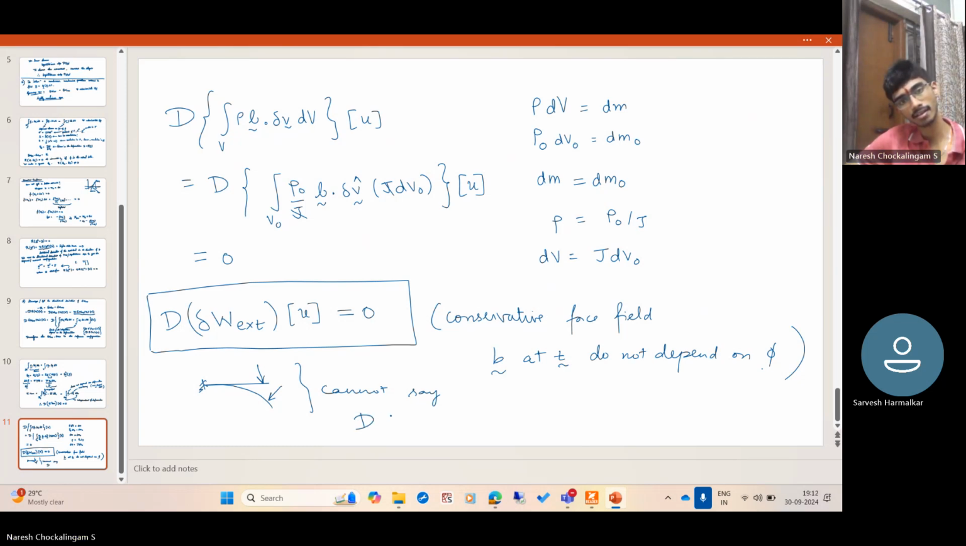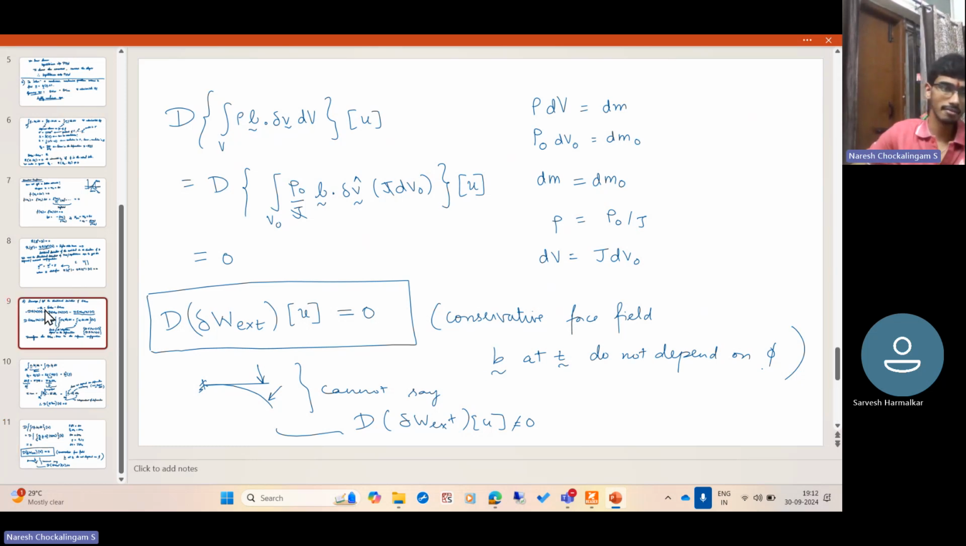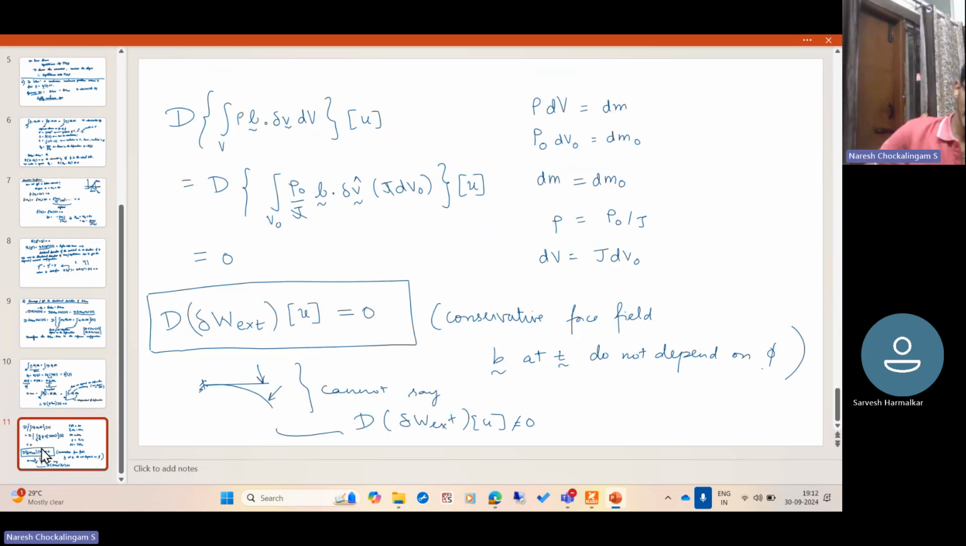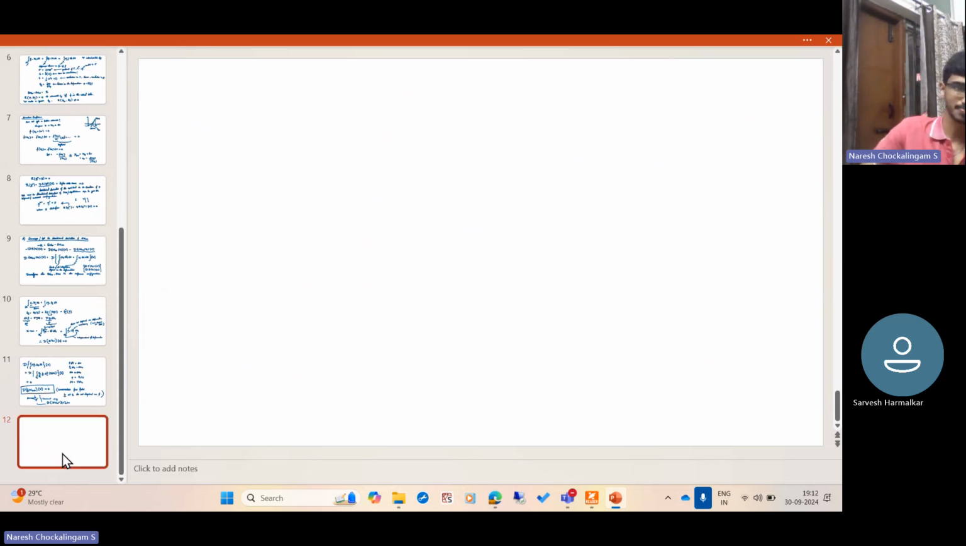In those cases, you cannot say the directional derivative of the external virtual work done in the direction u is 0. We can't say this. In general, it's not 0. Okay, so the linearization of delta W external is equal to 0 when we have a conservative force field. Now next, let us look at the linearization of the internal virtual work done.